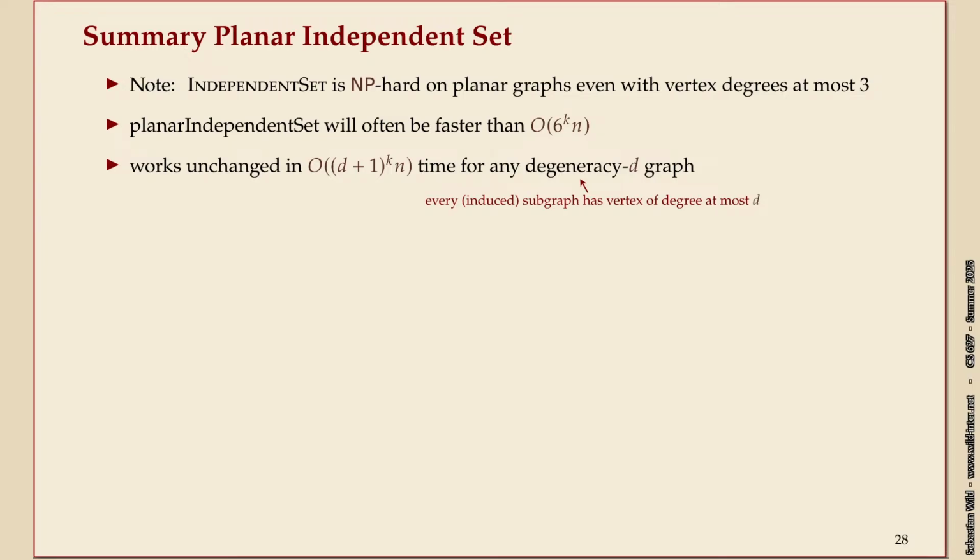So one remark is that indeed the 6 to the k may not be the absolute best possible, but some exponential dependence on k is likely not avoidable, because the problem is still NP-hard even on planar graphs when the vertex degree is at most 3. So even a much more restricted version of independent set is an NP-hard problem. So you can't expect to solve it in polynomial time, but this FPT time is possible. And the same algorithm works for any bounded degeneracy graph. All we used was that there's always a small degree vertex, and then we can bound the running time in a similar way.